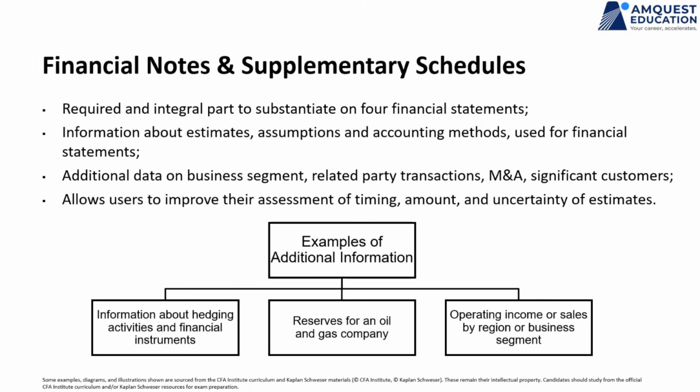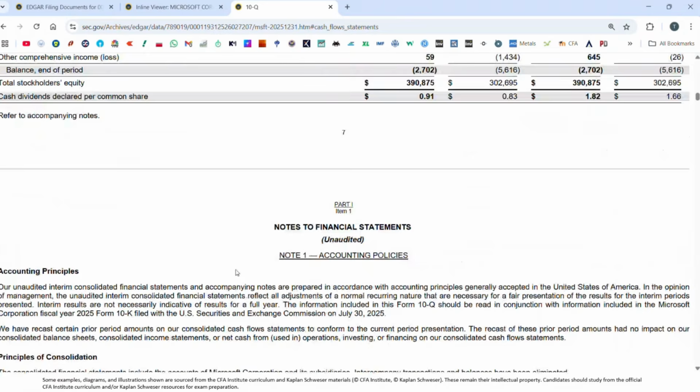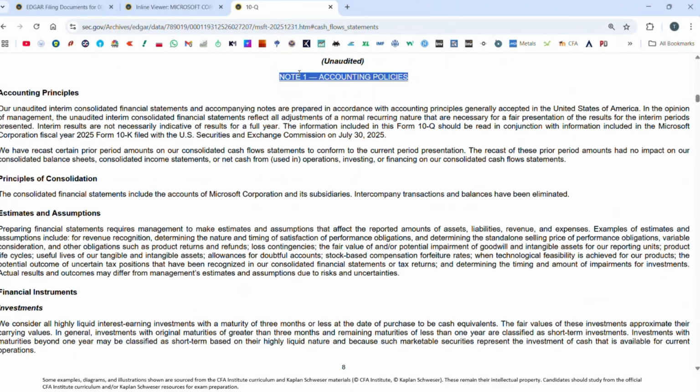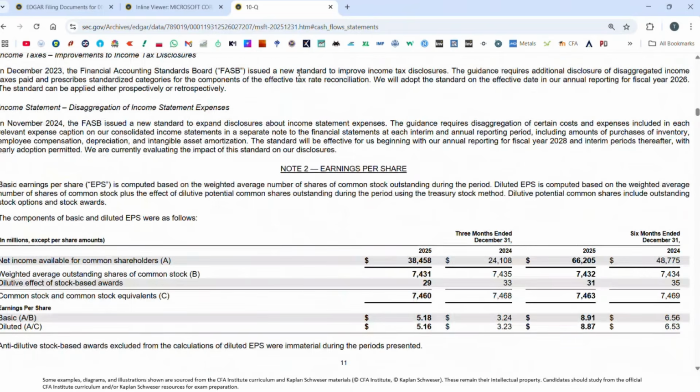Now, what type of information can you see? So let me just walk you through a sample note. Right. So see, these are notes to financial statements. What you see on the screen is notes to financial statements. And they explain, note number one explains accounting policies. How do they do their accounting? Note number two explains earnings per share.